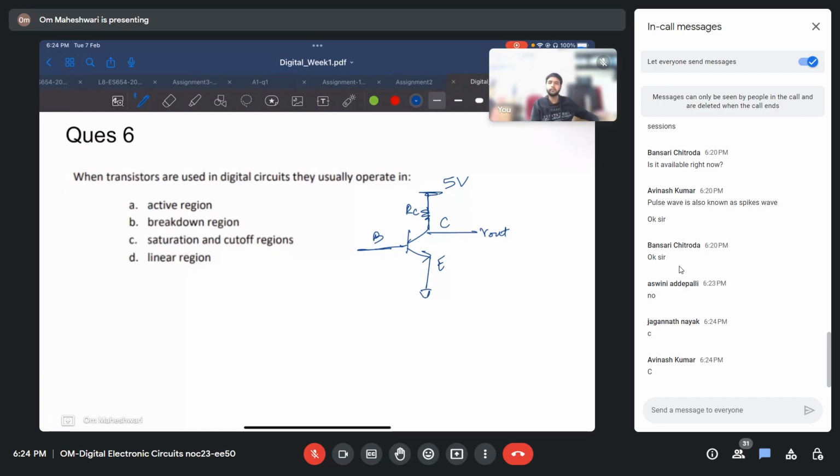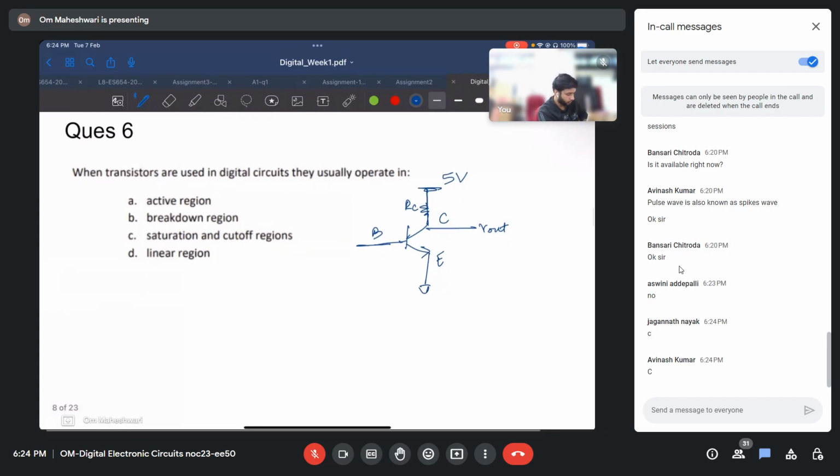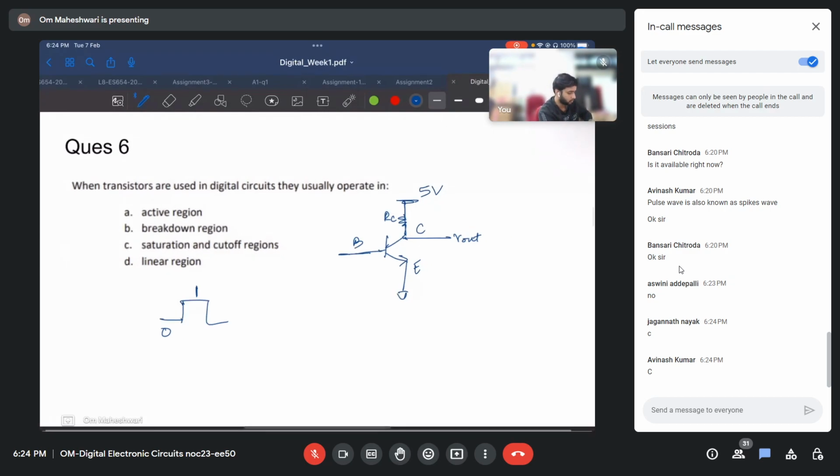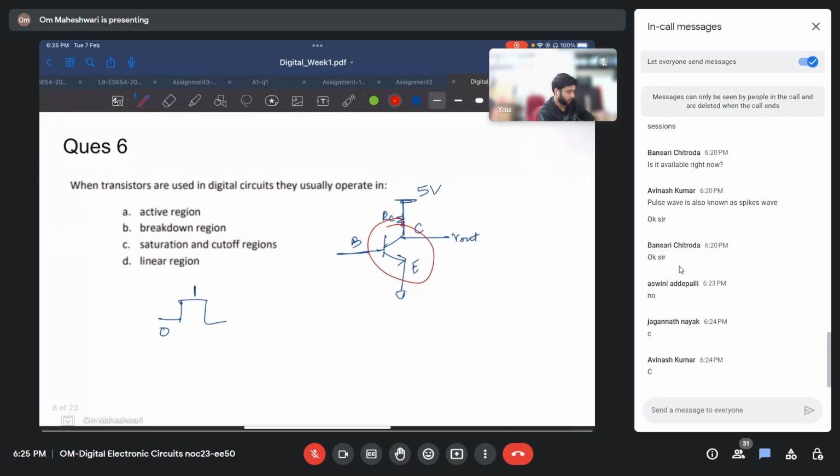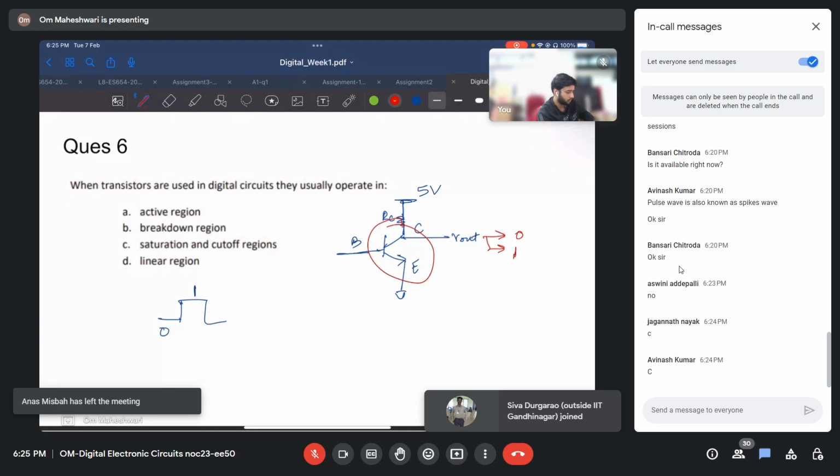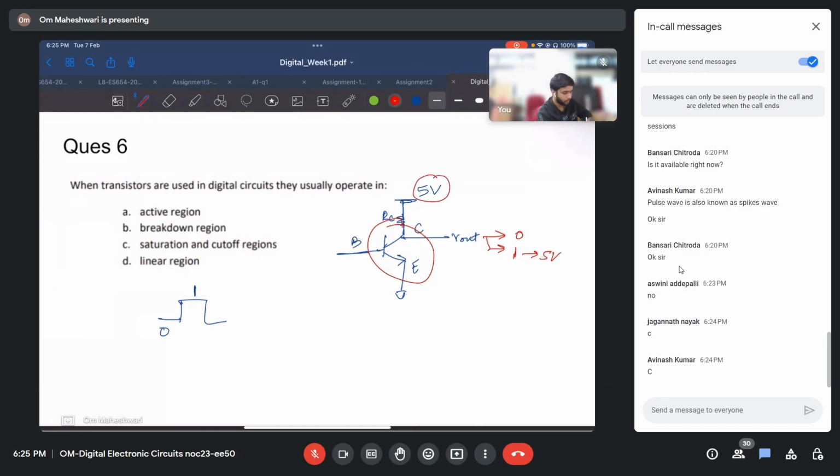In digital circuits, we only deal with 0 or 1, right? So in which regions of operation can we get those kinds of signals? Where should this transistor operate to get Vout as either 0 or 1? Let's say 0 or 1 here represents 5 volts, since I've given 5 volts as VDD.